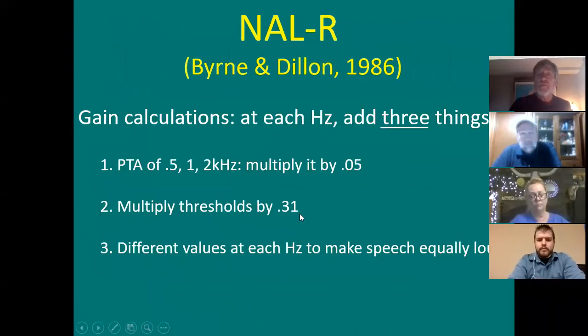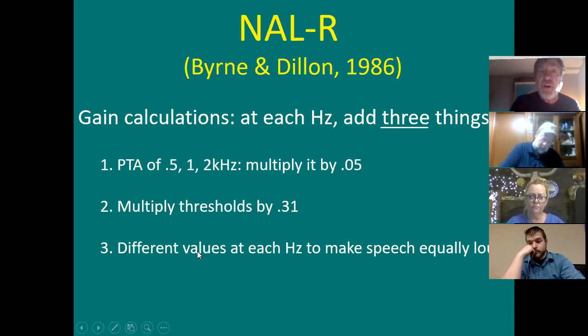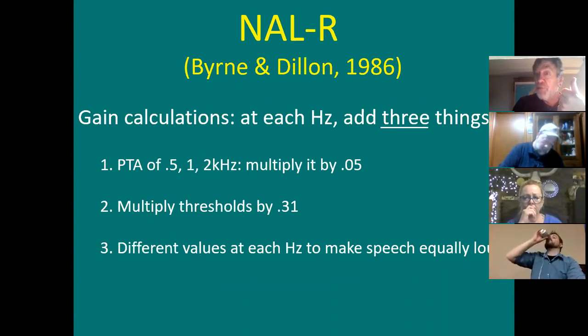But here's the other thing about NAL. It has 3 things that they do to come up with their targets. NAL-R does 3 things. The original did 2, but it changed the amount it changed number 3 a little bit. NAL does 3 things. It looks at the particular frequency, 1,000 hertz, and whatever the threshold was, it multiplies that by 0.31.